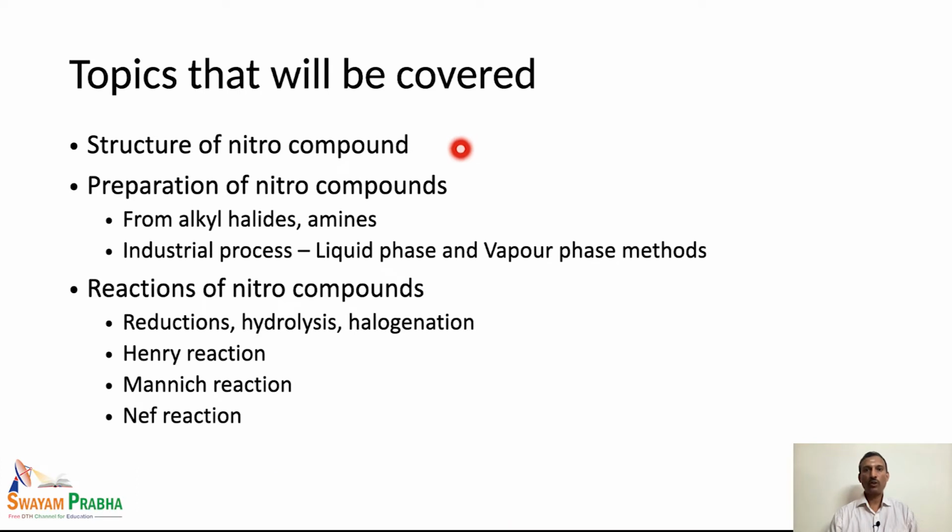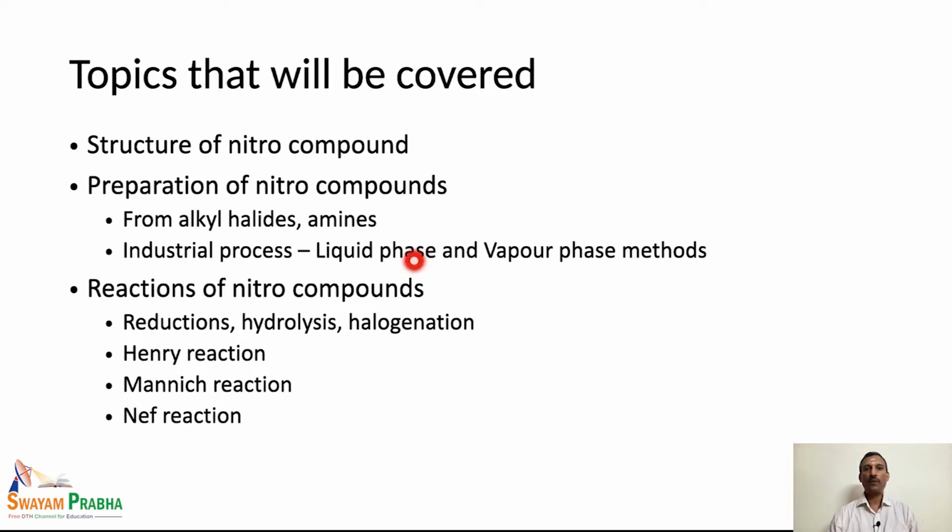So let us look at the various topics that we will be studying in this particular session. We will first start our study with the structure of nitro compounds. We will look at the various resonance structures and how they are related to each other. Then afterwards we will study the preparation of nitro compounds, basically how we can prepare nitro compounds from alkyl halides and amines.